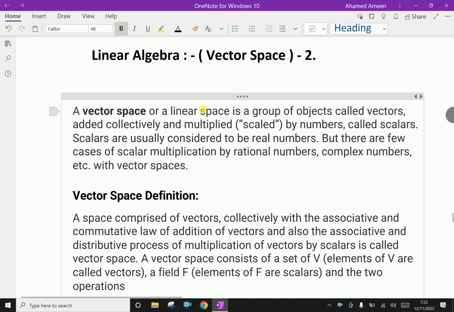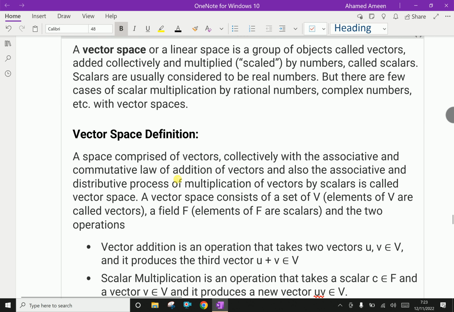In linear algebra, let us discuss vector space. A vector space or a linear space is a group of objects called vectors that can be added together and multiplied. That means addition and multiplication are satisfied here by numbers called scalars. Scalars are usually considered to be real numbers, but there are a few cases of scalar multiplication by rational numbers, complex numbers, etc. with vector spaces.